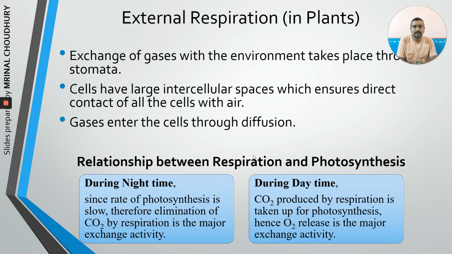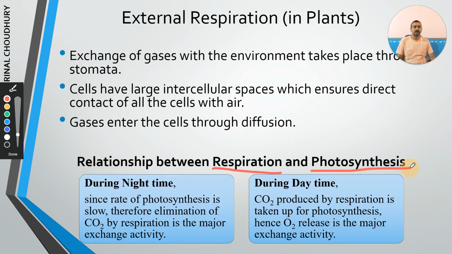How? In plants, the plants can exchange gases with the environment directly through a special organ called the stomata. Also, the cells have large intercellular spaces, so through those intercellular spaces, the diffusion of gases takes place directly into the cells. But here there are two processes, respiration and photosynthesis, happening at the same time, which need to ensure whether oxygen will be released or carbon dioxide will be released.